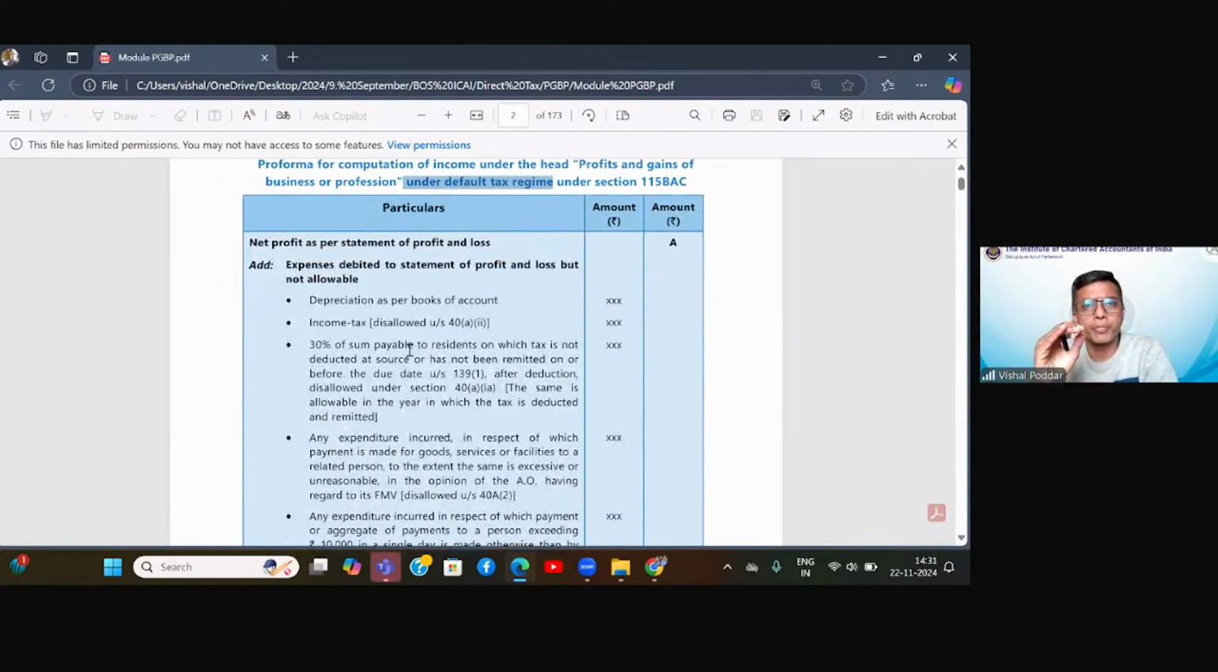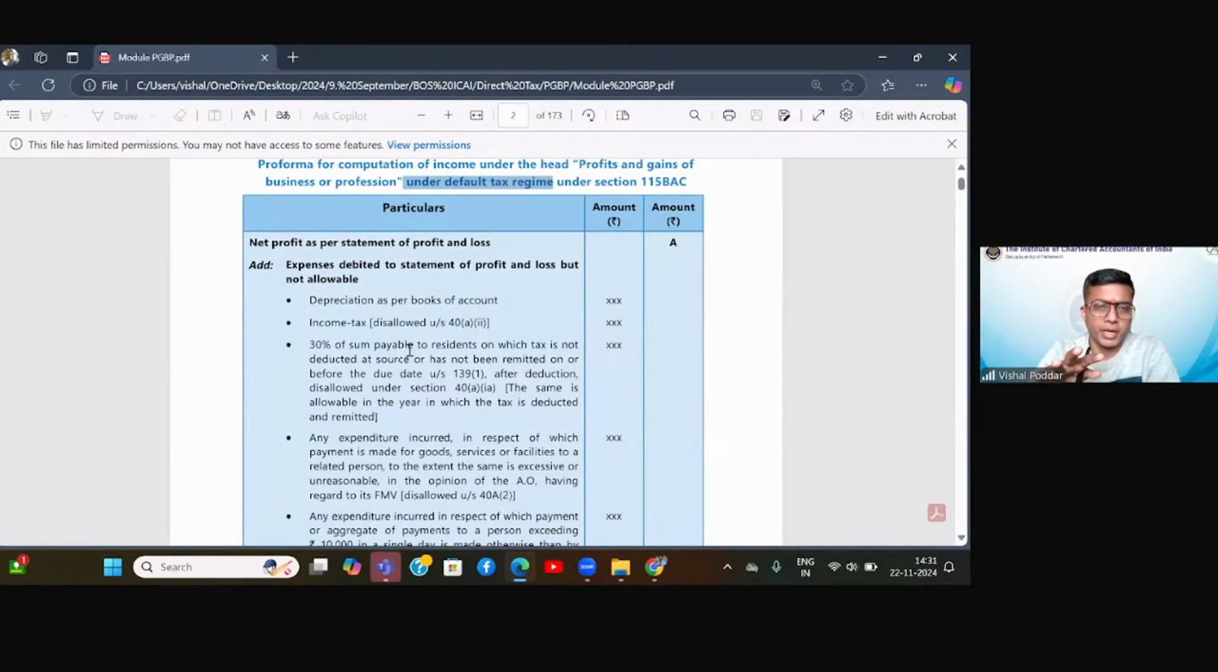Now, as you all know, our approach, our method of computing the income is the reconciliation method. What is the reconciliation method? You start with the net profit as per accounts, that is P&L. And in that, we have to adjust either by adding or subtracting those amounts which are the difference between the accounting P&L and, let us say, the PGBP P&L.